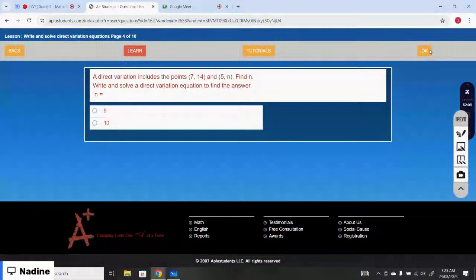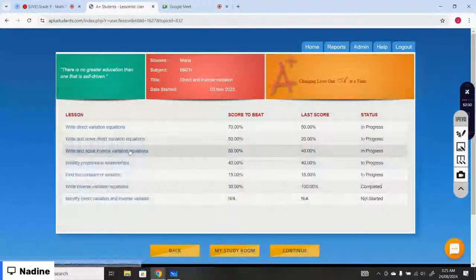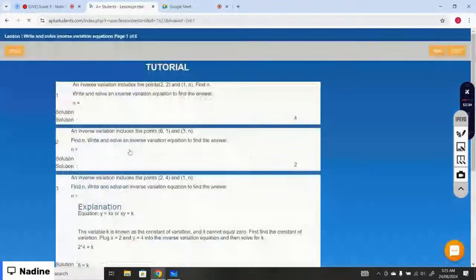Yes, the correct option is 10. 5 times 2 is 10. Option number 2 is the correct option. Very good. Okay, you can complete the lesson by yourself later today. Let me just move on to next lesson. Let's just do how do we solve the inverse variation equations, right? The next lesson is write and solve inverse variation equations. Let's just start with the lesson.